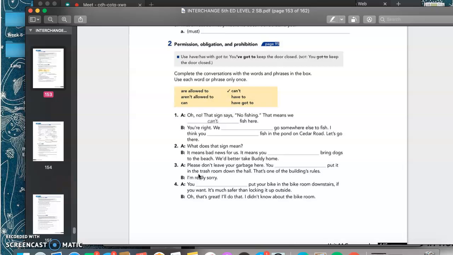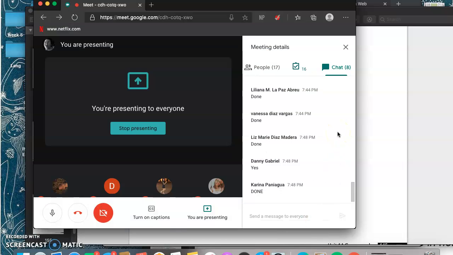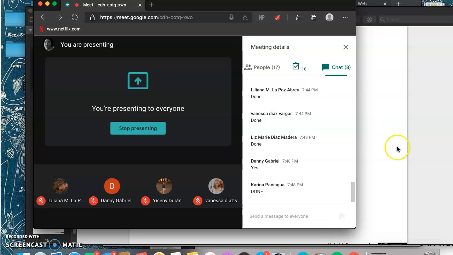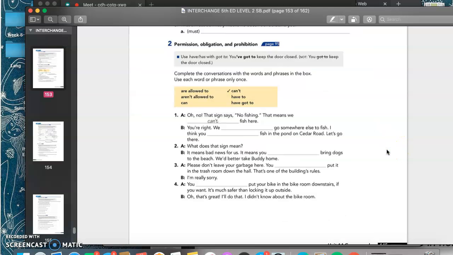Number 3, right? Yes. Please don't leave your garbage here. You have to put it in the trash room. In the trash room down the hall. That's one of the building rules. Okay, good. And then we have Liz Marie. What do you have, Liz Marie? Yes, I'm here. Okay. Do number 4, please.